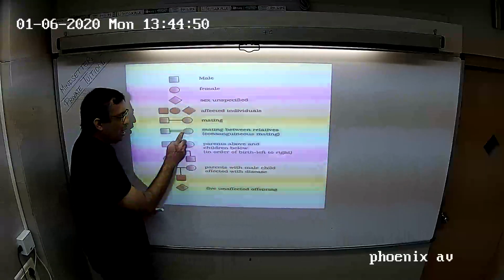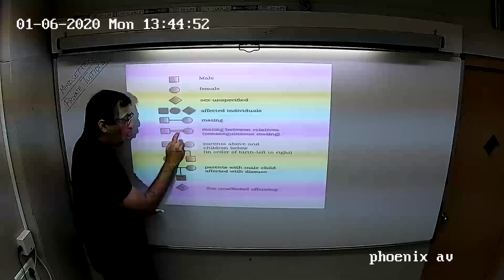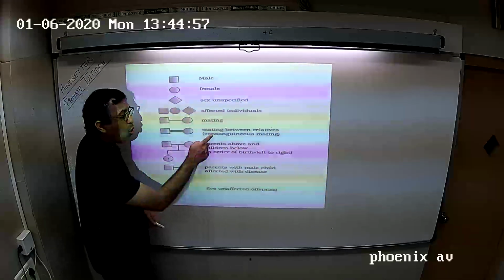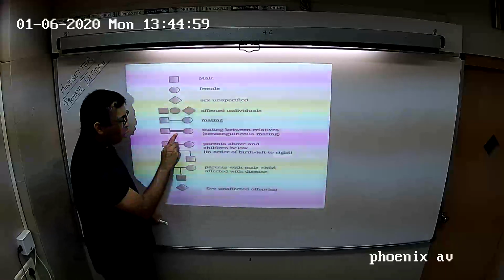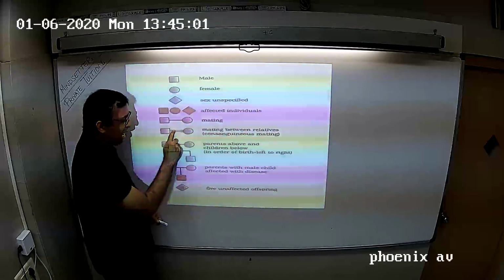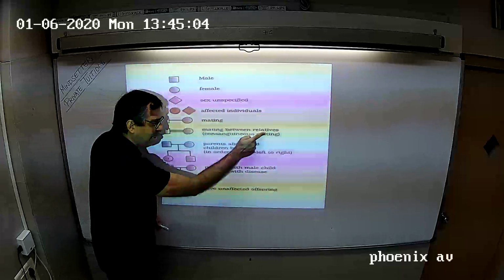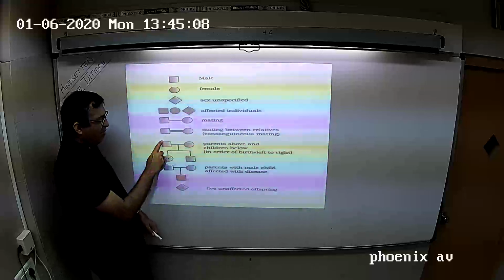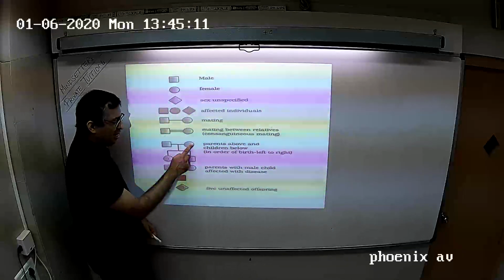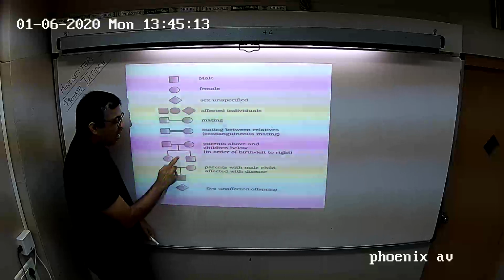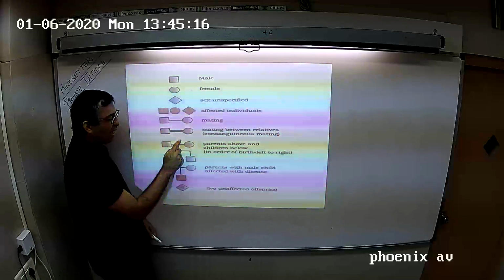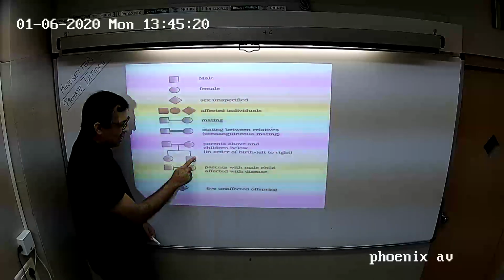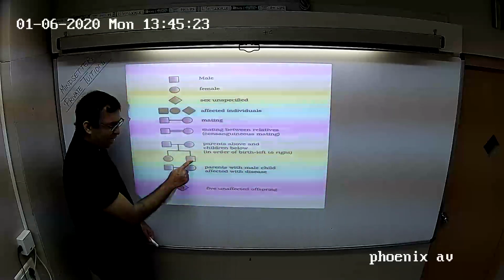अगर एक circle और एक square के बीच में दो lines है, that is mating between relatives, consanguineous mating. क्लोजली रिलेटेड इंडिविजुअल्स के बीच में मेटिंग होता है, that is mating between relatives, which is called consanguineous mating. And we have square and circle which has then produced circle with square, which means father and mother have mated, they have produced daughter and son, and none of them are affected.